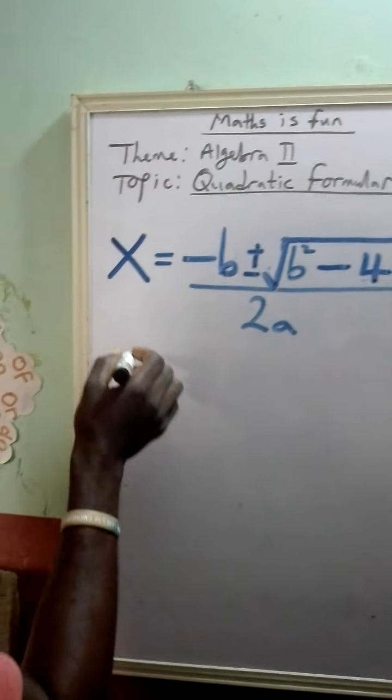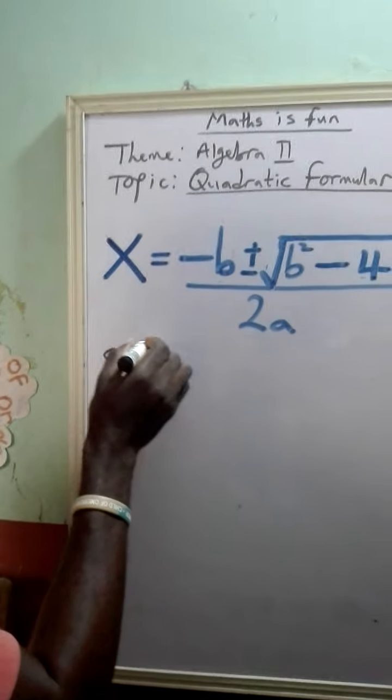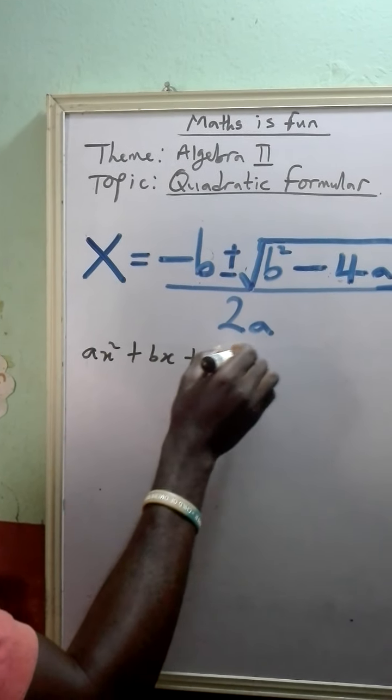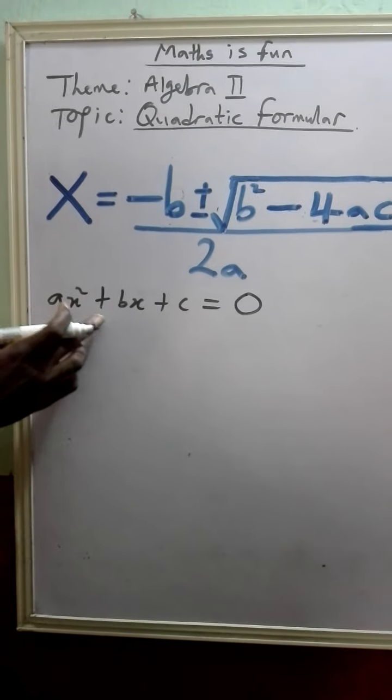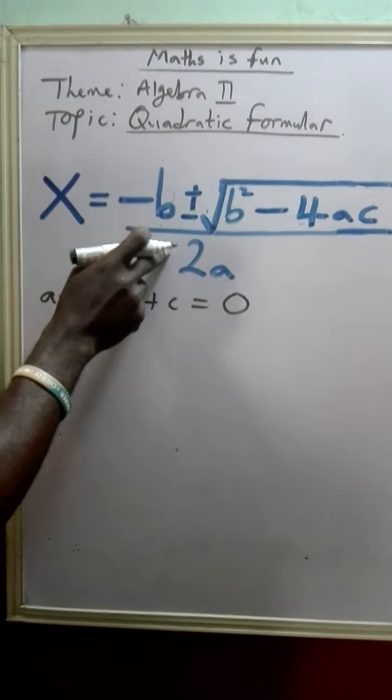The quadratic equation, ax squared plus bx plus c equals 0. So this is where we form this almighty formula. The students normally call it the almighty formula. But now, let's see how this one becomes this.